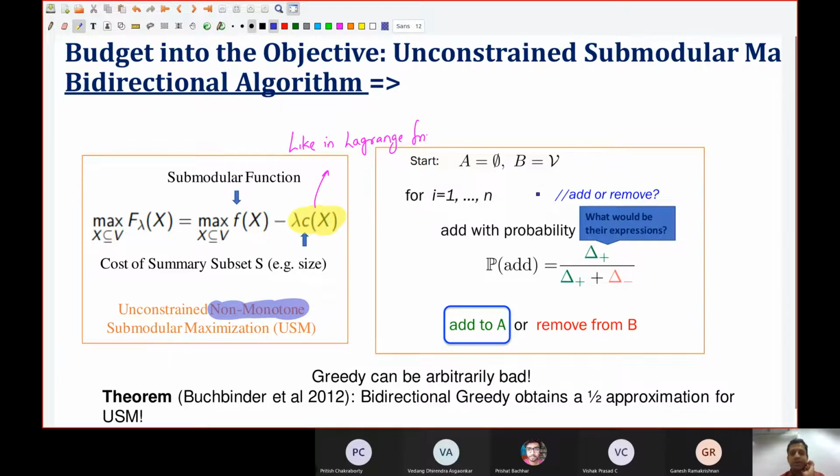So what can you do? Let's look at the non-monotone case on the right. Because it's not monotone, simply greedily adding might not be the theoretically most sound idea, because it could have shrunk. So the idea here is interesting. You say, okay, I'm going to start with two sets, one is A and the other is B. B is the entire ground set to begin with. A is the empty set to begin with. In fact, let me move them side by side.